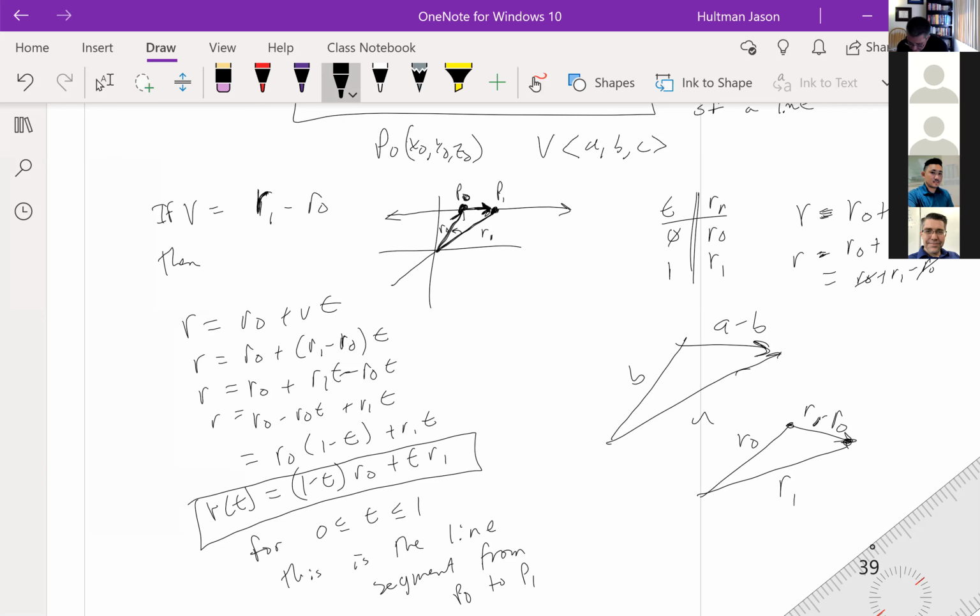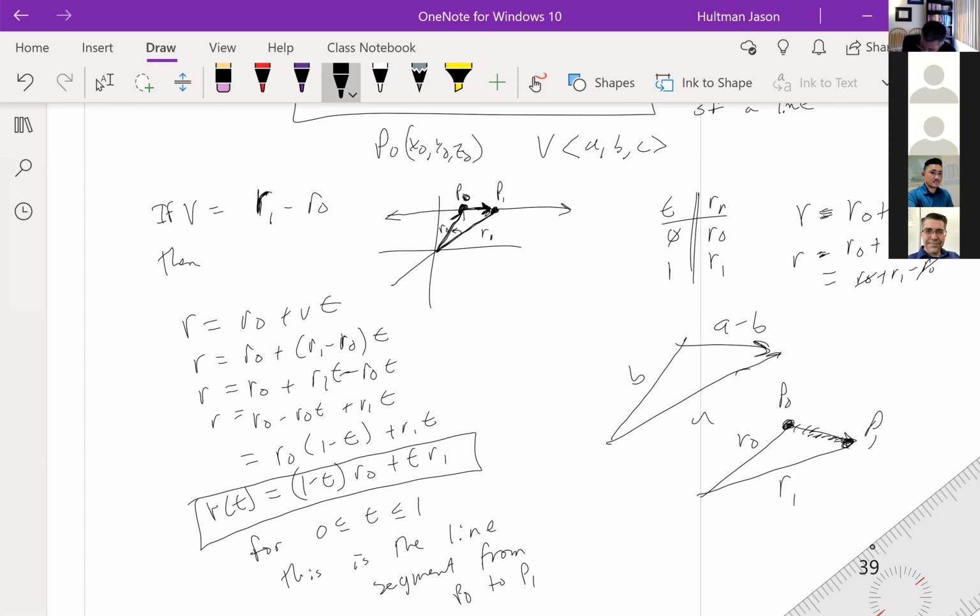When t is equal to 1, I get r1. If I let these be my endpoints, P naught and P1, then how would I get every single point in between? I would only allow t to go from t equals 0 to t equals 1. And that would be my equation of a line segment.